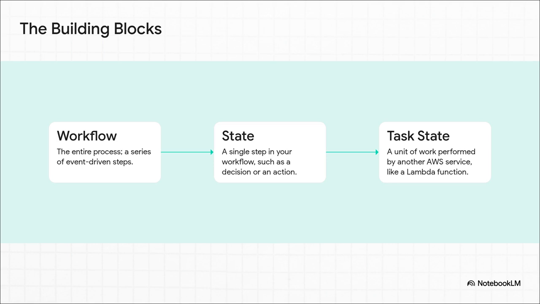And the model itself is just beautifully simple. It all starts with the overall workflow. That's the whole process, from A to Z. That workflow is then broken down into individual states. And a really common type of state is a task, which is where you call out to another service, like a Lambda function, to actually do some work. It's this really clean, simple hierarchy.